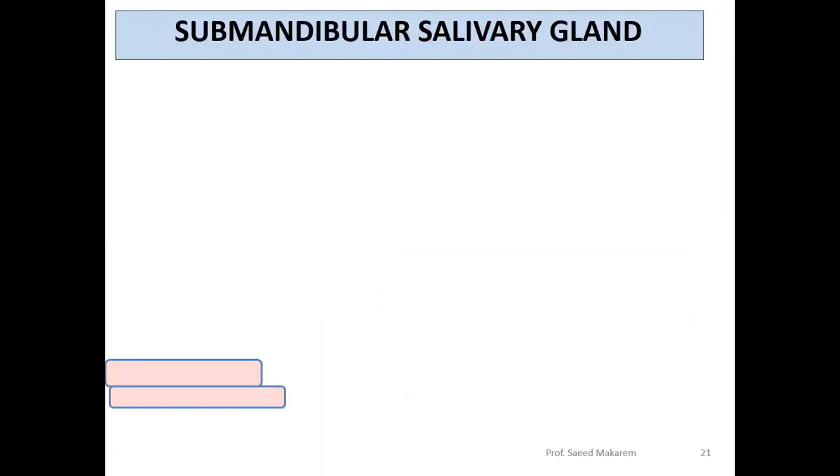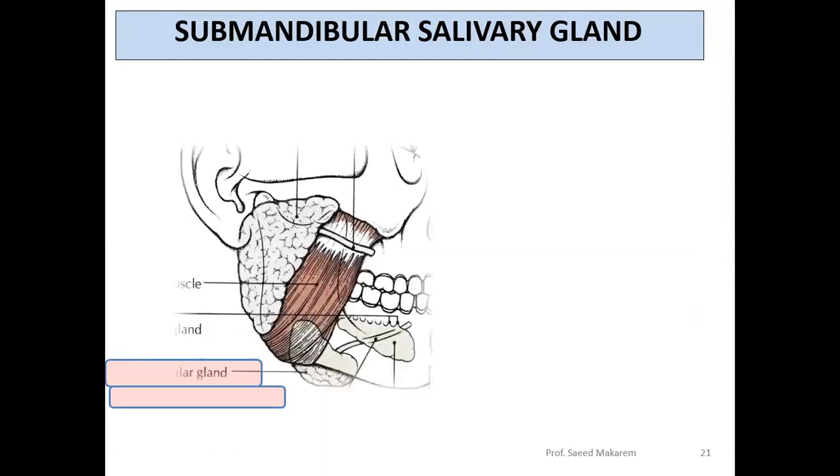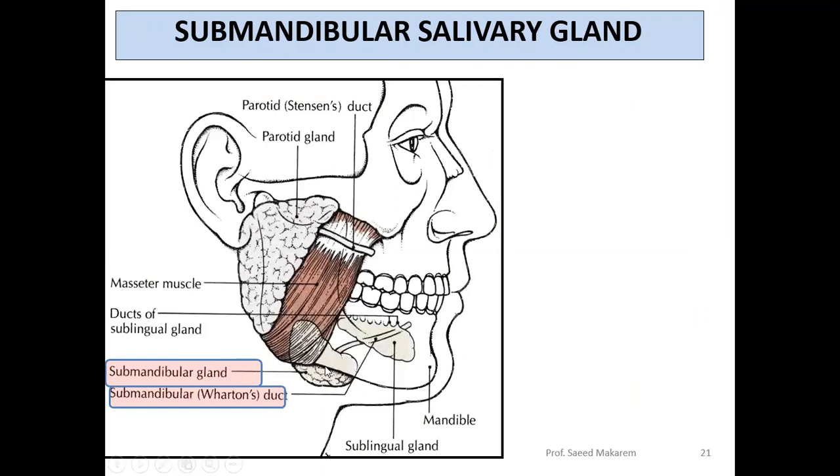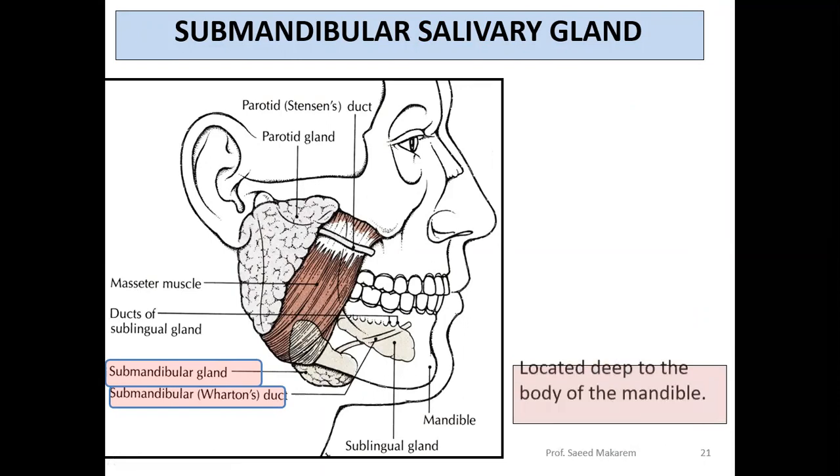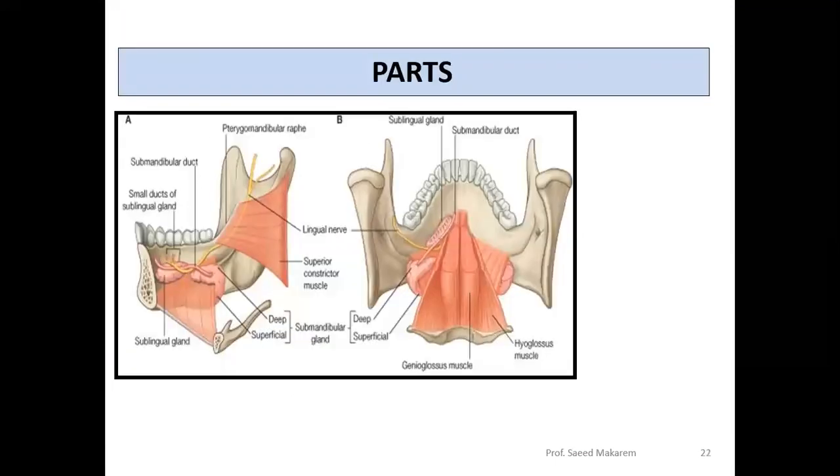Now going to the submandibular salivary gland. So here is the submandibular salivary gland. It is located deep to the body of the mandible, because it is deep to the body and below the mandible. That's what is called submandibular.